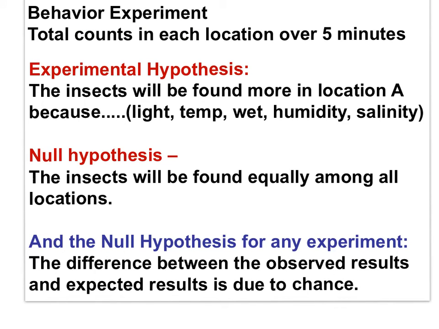Let's look at other types of experiments where the chi-square analysis can be used and pay close attention to the hypotheses and the analysis. Behavior experiments can be conducted where organisms are observed in controlled conditions and position data as counts are collected over time. For example, an experimental hypothesis might be that the insects will be found more in location A because, again, due to some independent abiotic variable. The null hypothesis would be that the insects will be found equally among all locations, and this relates to the null hypothesis for chi-square that the difference between observed results and expected results is due to chance.